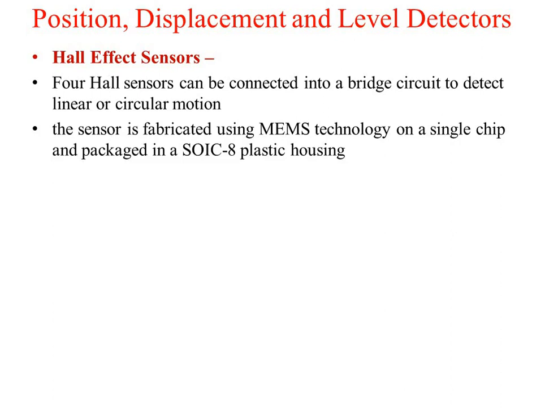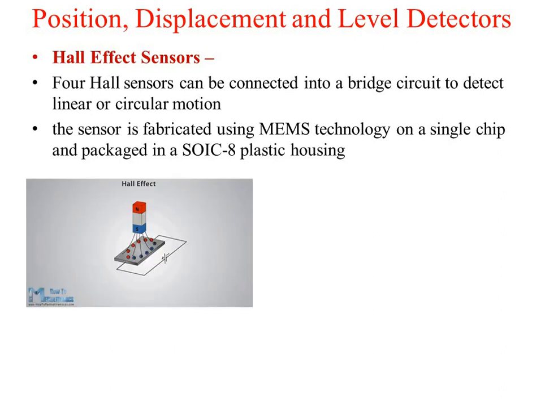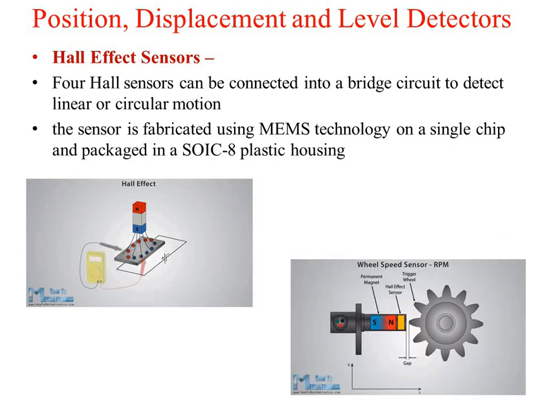Most MEMS technologies that are used on a single chip or packaged in an SOIC 8 plastic housing will be using this Hall type of sensor. So this is the principle of the Hall sensor. Here you can see how it can be used for measurement of ferromagnetic material or the rotary angular displacement of gears. So you can measure that.